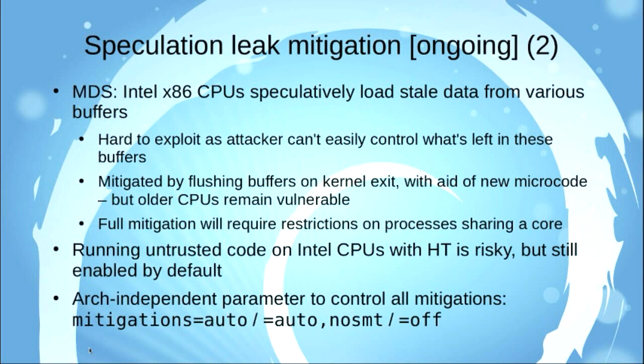There's now an architecture-independent kernel parameter that controls mitigations for MDS and all the other speculation leak issues. You can specify mitigations equals auto, although that's the default. You can use auto,nosmt, which means hyperthreading or other simultaneous multithreading will also be disabled if necessary for full mitigation. And if you trust all the code you're running and you don't need those mitigations, then you can use mitigations equals off.